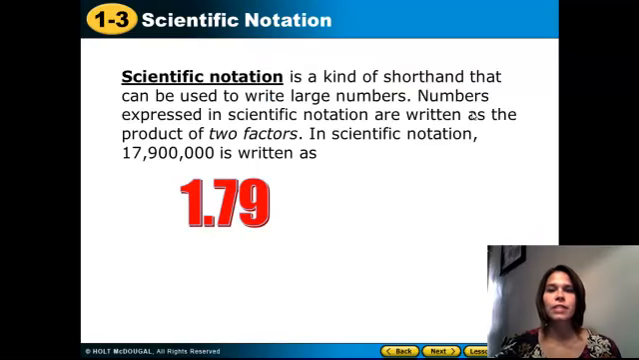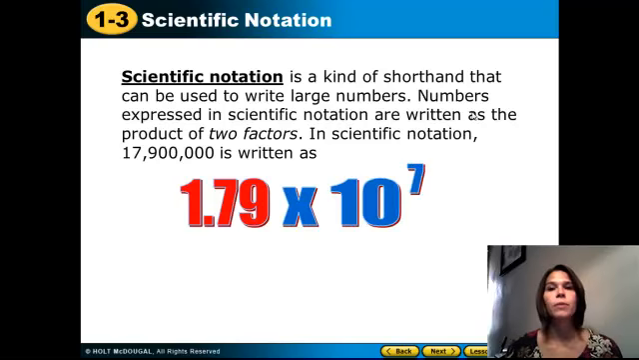Scientific notation is a kind of shorthand that can be used to write large numbers. Numbers expressed in scientific notation are written as the product of 2 factors. In scientific notation, 17,900,000 is written as 1.79. Where'd the rest of it go? I'm going to multiply it by a base of 10. So 10 to the 7th power. That 7 comes from this decimal place put right between the 1 and the 7.